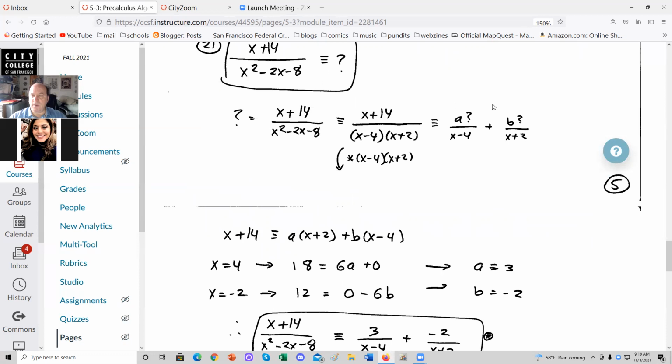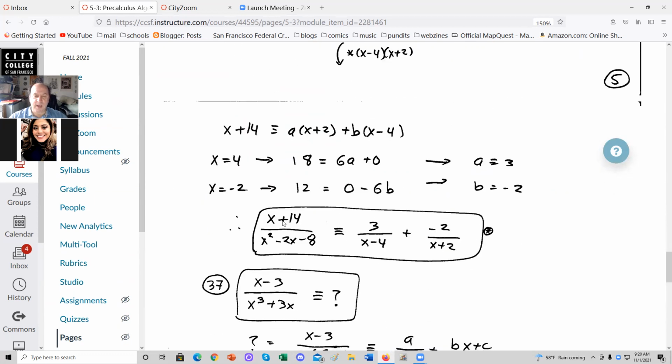All right, starting from here, we multiply throughout by the common denominator. The left becomes x plus 14. The right becomes a times x plus 2 plus b times x minus 4. Now, okay, for this one, I think it's simple enough to use values of x. When x is 4, this term vanishes. You get 18 equals 6a. When we set x equal to negative 2, this term vanishes and you get 12 equals negative 6b, from which quickly follows that a is 3 and b is negative 2.